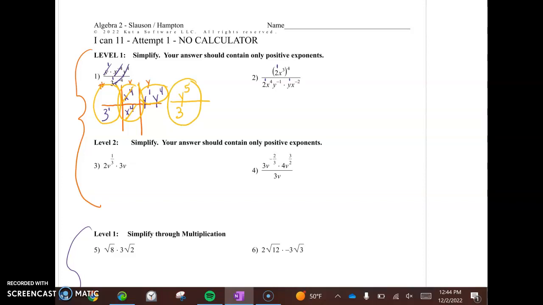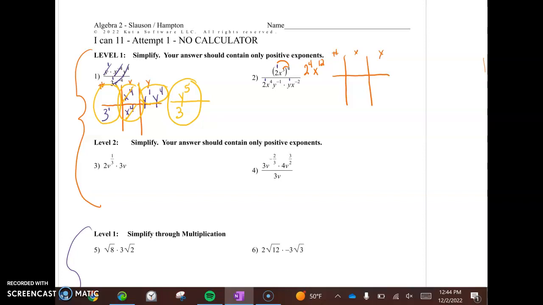So with number 2, the first thing I'm going to do is, again, I see parentheses. I'm going to get rid of these parentheses by distributing exponent to exponent. So my numerator is going to become 2 to the 4th and x to the 12th. I'm multiplying the exponents. Now I'm going to go ahead and make my house. And I have numbers, x's and y's. So here go the numbers, here can go the x's, and here can go the y's.